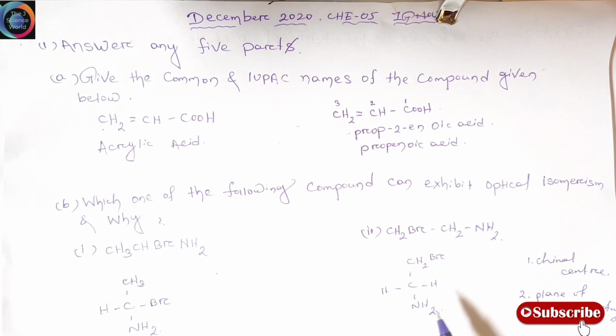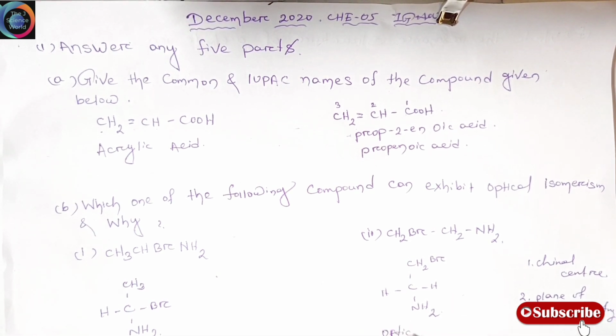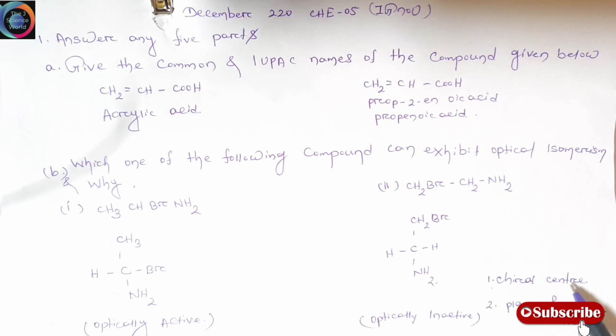But friends, in this case, you clearly see two same groups are present. So this compound does not contain a chiral center, and this carbon atom is not a chiral carbon atom. So friends, this compound is optically inactive. But friends, when both a chiral center and a plane of symmetry are present, our molecule is optically inactive. Let's try to understand with the help of examples.